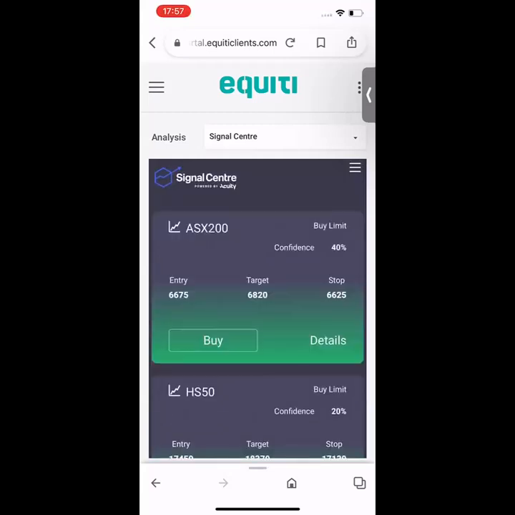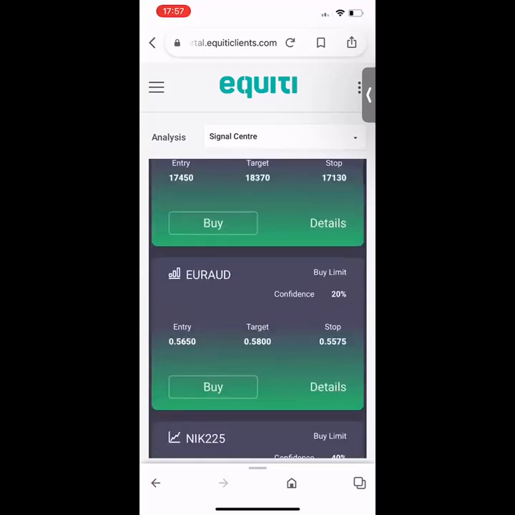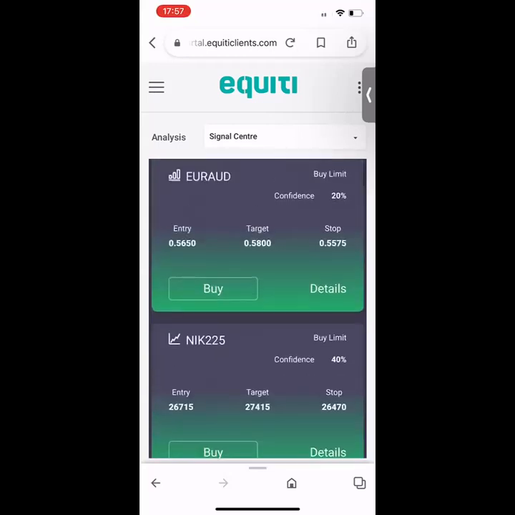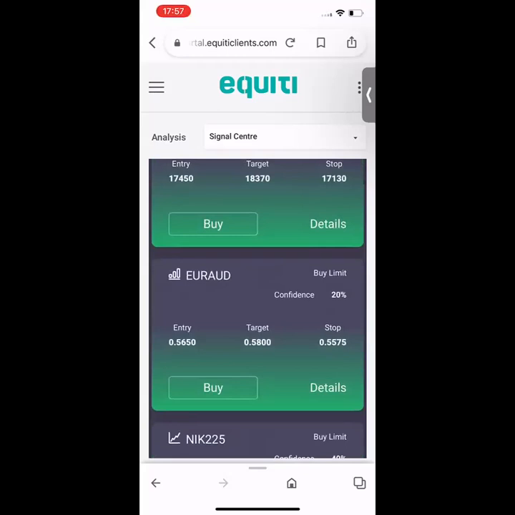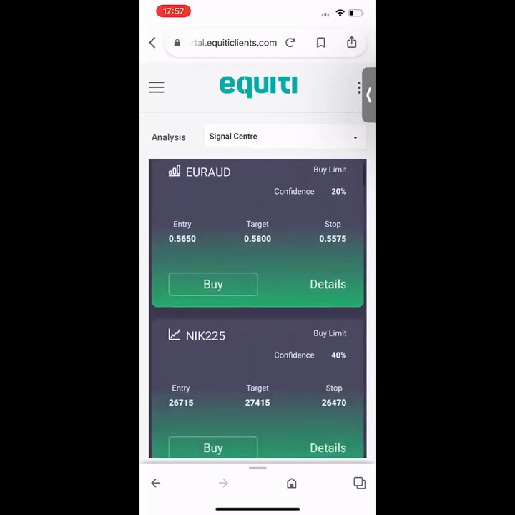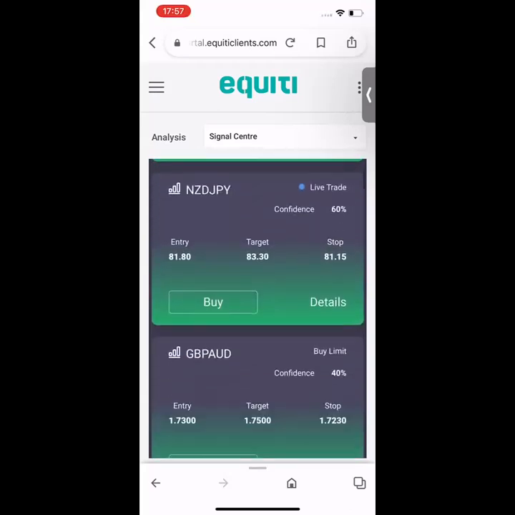So let's quickly go back now. I'll look for the ones we can relate with very easily. This is Euro AUD. We can see the entry at 0.5650, our target price is 0.5800, and our stop loss is at 0.5575. But this is with a 20% confidence level, so perhaps I'm going to leave this trade and go for a trade with a higher confidence level.